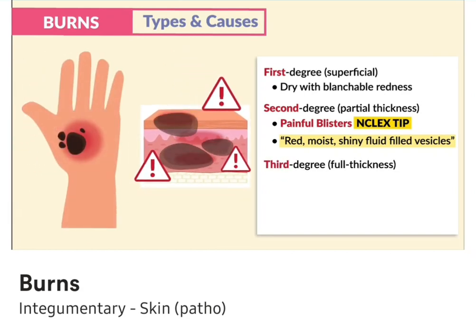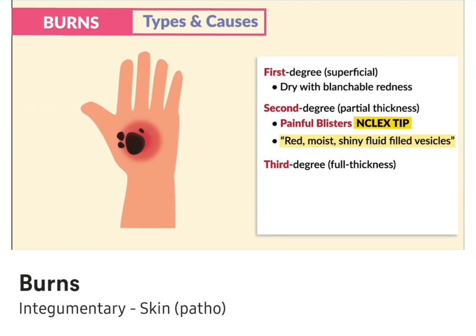Now third-degree burns are full-thickness burns. We have 3 layers of skin destruction: the epidermis, the dermis, and possible subcutaneous tissue, described as key terms: dry, waxy white, leathery, or even charred black color that is non-blanchable skin. Big key terms for exams.